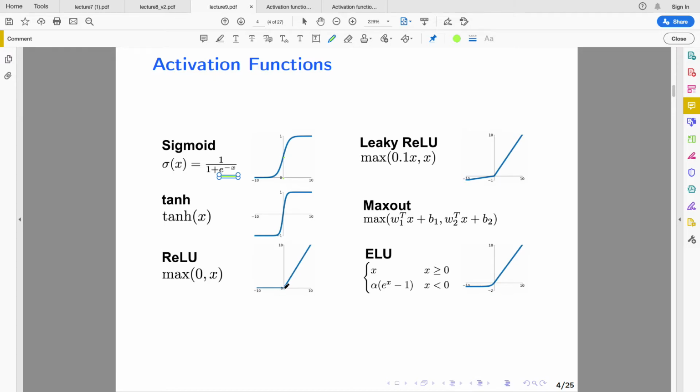But anything from 0 onwards, it just returns it. So if we give it 0, it gives 0. If we give it 1, it gives 1. If we give it 10, it gives 10.